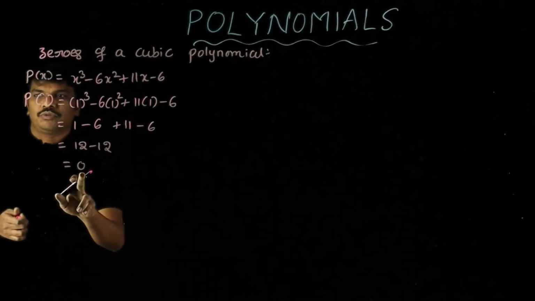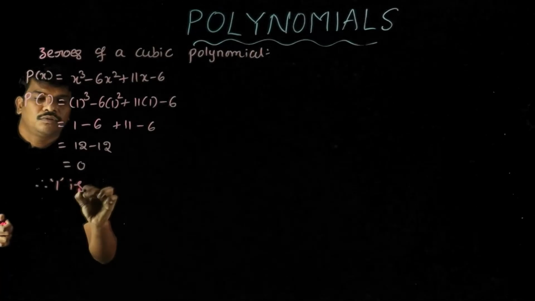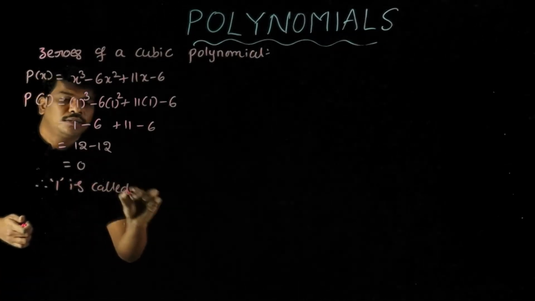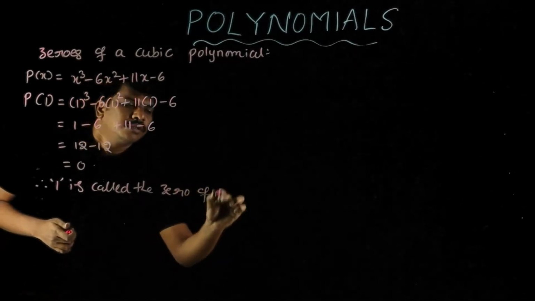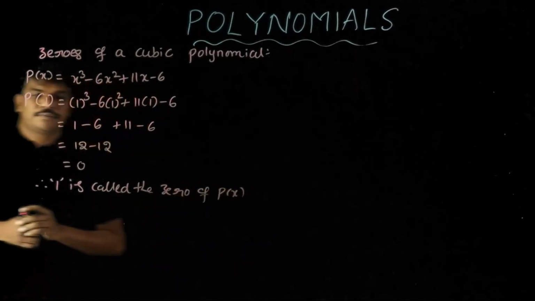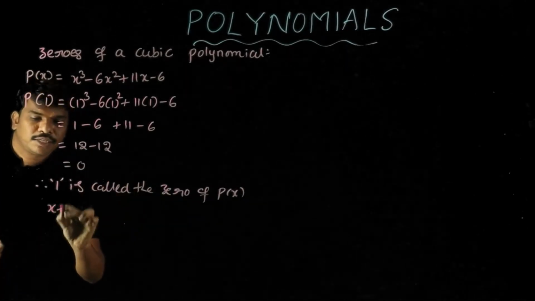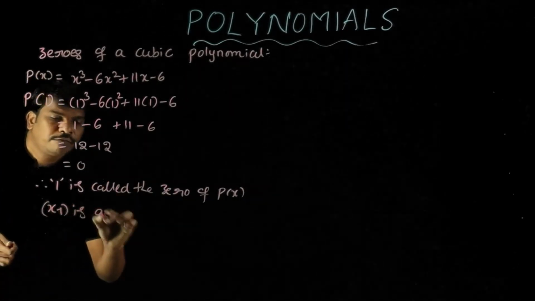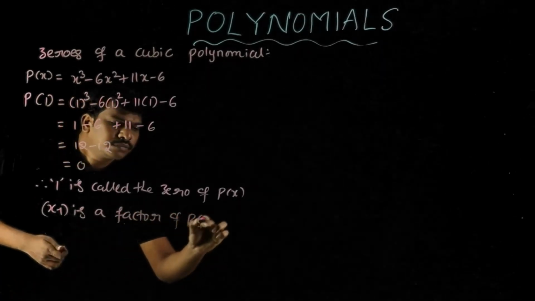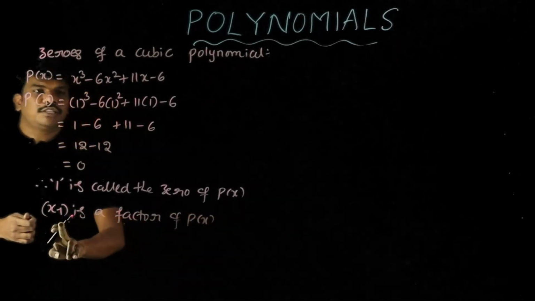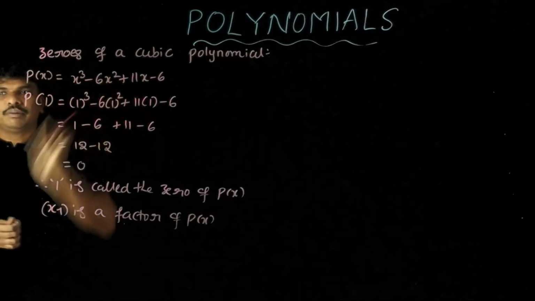Here, we got 0, means 1 is called the zero of the polynomial p of x. Since 1 is the zero of the polynomial, x minus 1 is a factor of the given polynomial. Since x minus 1 is the factor, now divide this x minus 1 with the given polynomial.